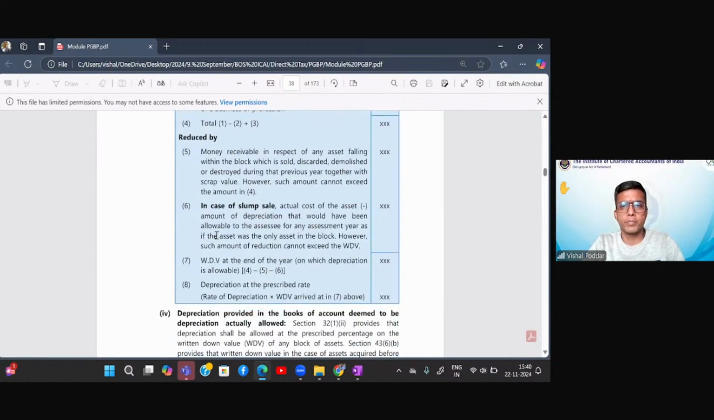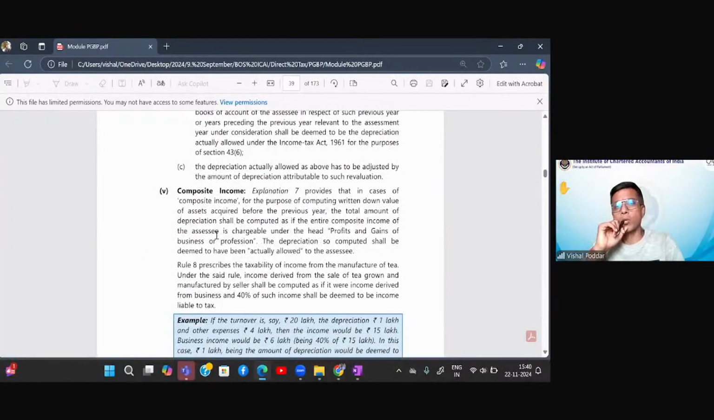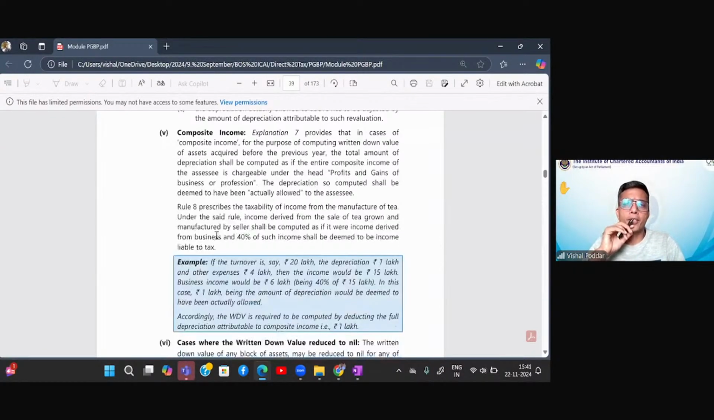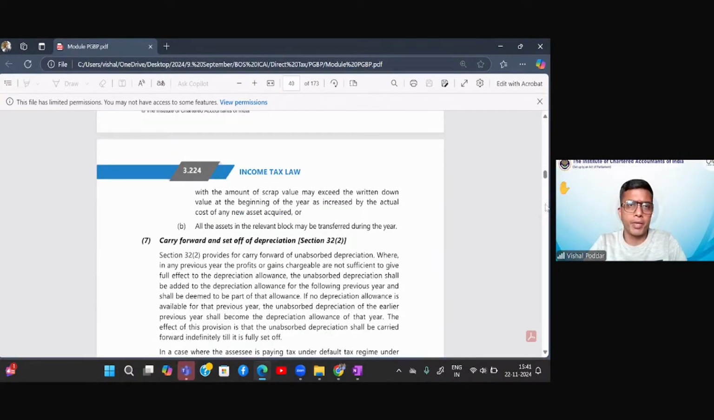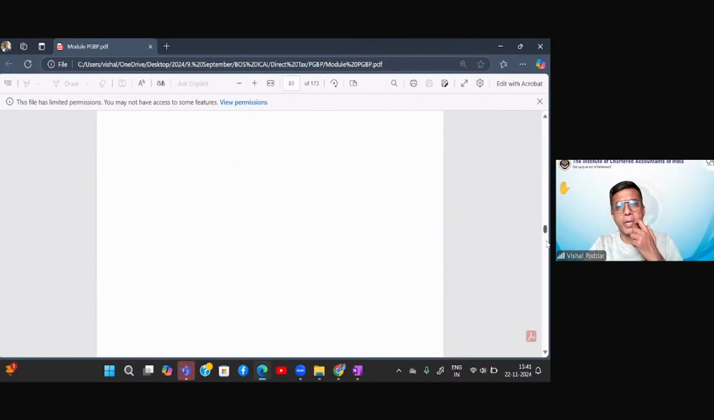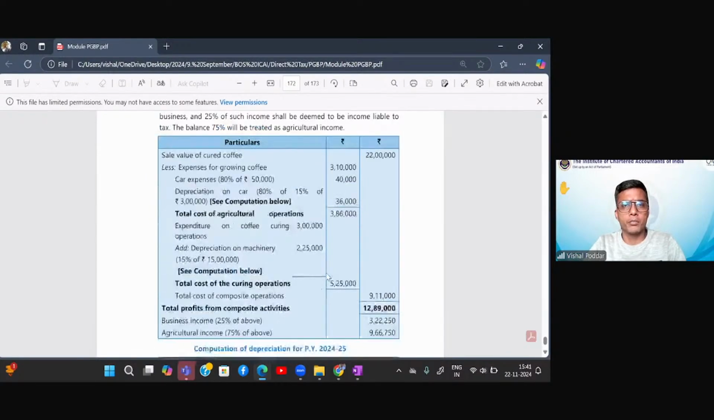Fine. Now, this is again interesting. Composite income, Rule 7, Rule 8. Actually, here they have not given the breakup of the composite income. They may have given, but I don't see. So let us recapitulate where this is given properly at the end. What is this composite income? Let me show you.